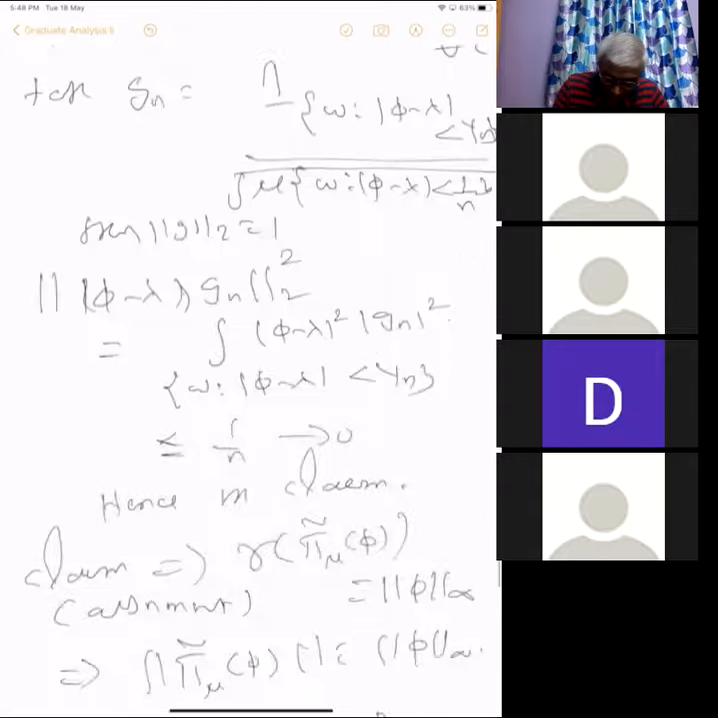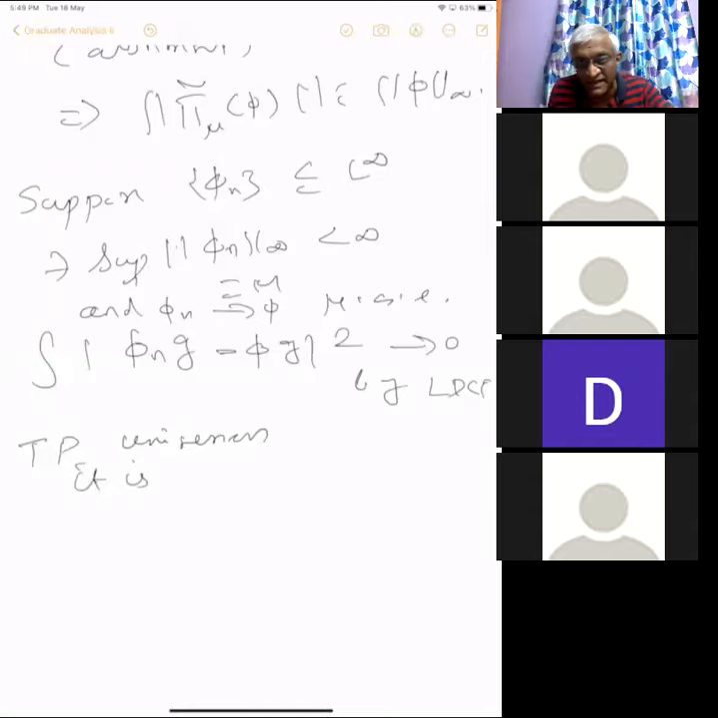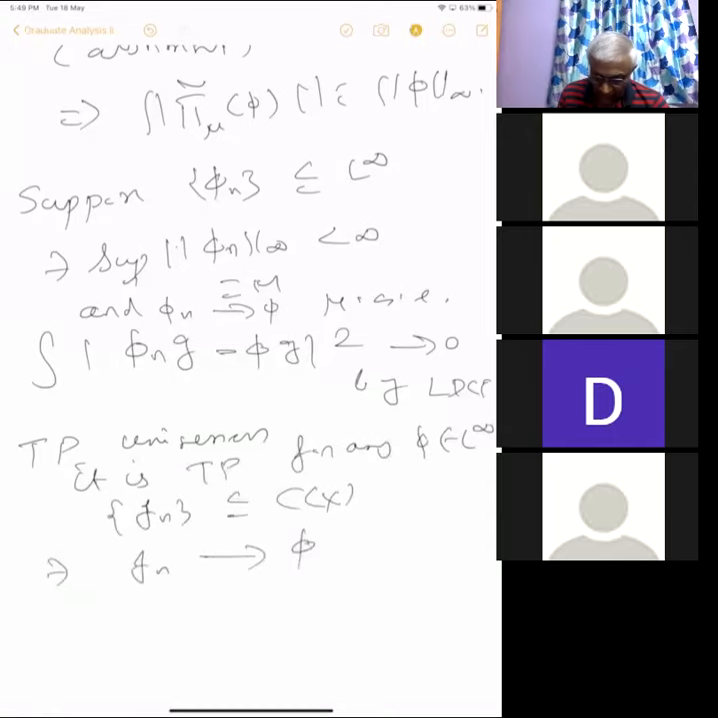To prove the uniqueness, it is enough to prove the following. It's clear that C of x is also a multiplication representation, and C of x is contained in L infinity. So pi mu tilde restricted to C of x is pi mu. That is clear, because we are just defining it as a multiplication representation. To prove uniqueness, it is enough to prove that for any phi in L infinity, there exists F_n contained in C of x such that F_n converges to phi mu-almost everywhere.